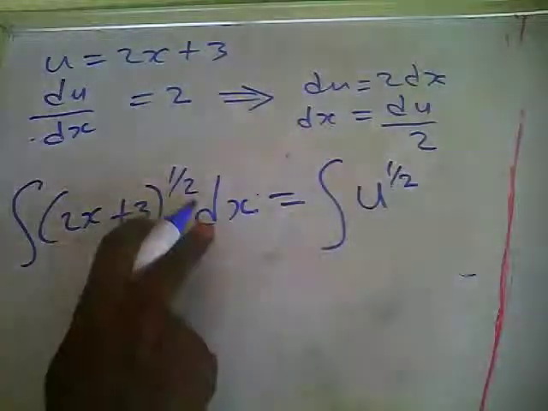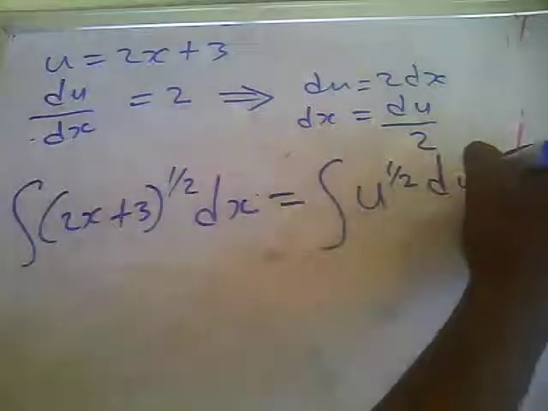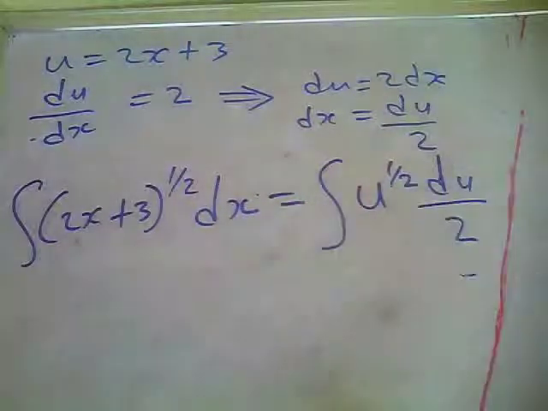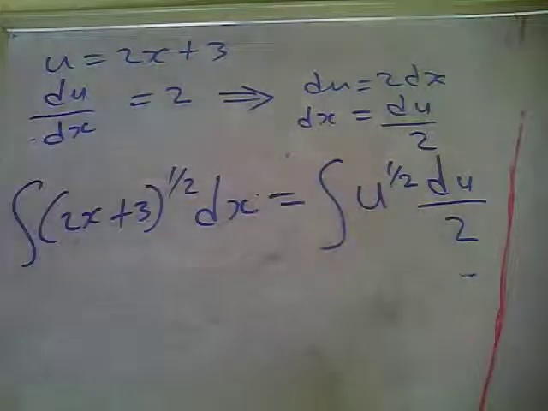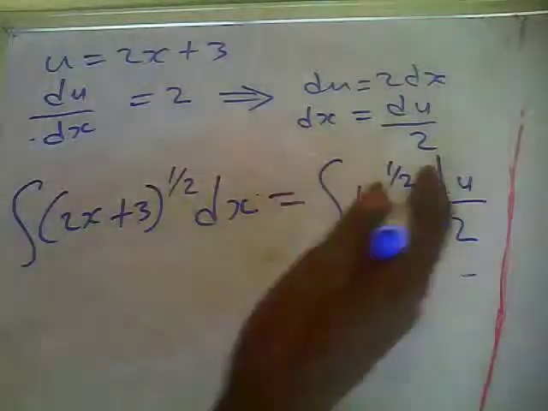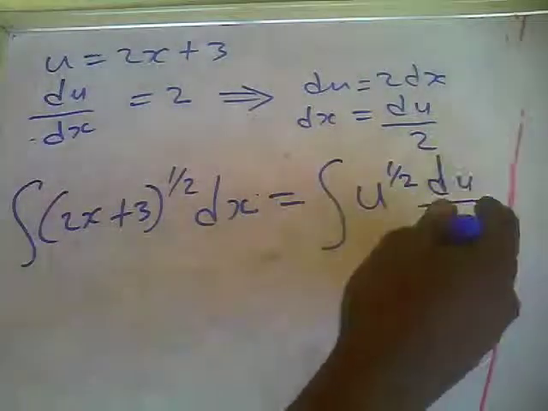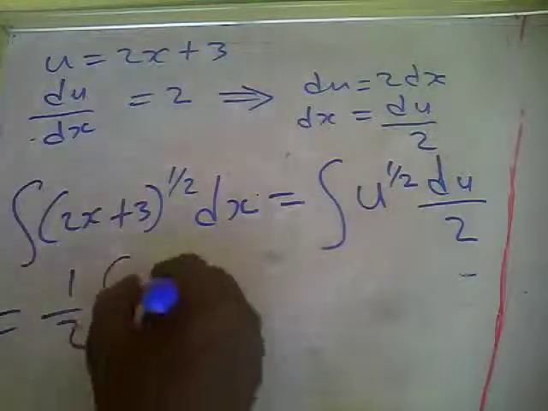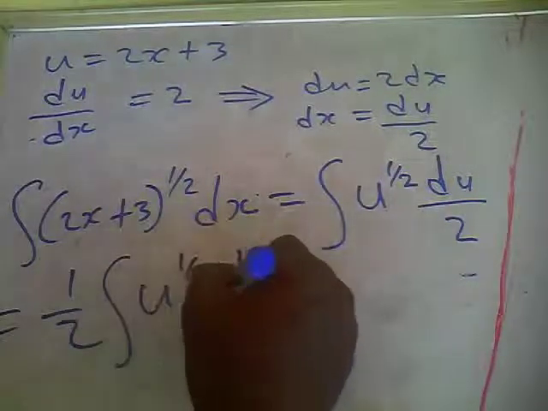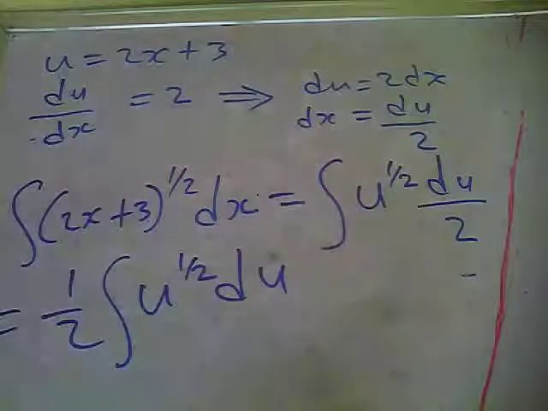Then instead of writing the x, we write what? The u over what? 2. So we are integrating what? u to the power 1 over 2, the u over 2. So now we can bring out 1 over 2 as a factor here. We can bring this out, so we have 1 over 2 integral u to the power 1 over 2 du, right? So that brings everything to a very simple domain, and now we can integrate easily.